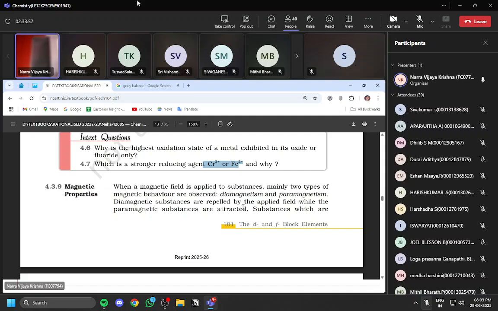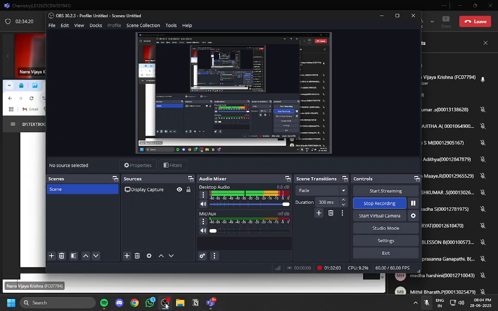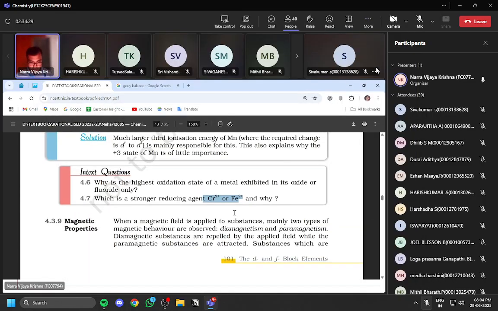Right? Now, in the case of chromium, +2 state means d4. In iron, +2 state means d6. Correct? d6 can convert into d5 easily by losing an electron, meaning it can lose an electron easily, meaning it is a good reducing agent. That's what they are saying. Which is the stronger reducing agent? Why? Fe+2 is a good reducing agent because it can convert into +3 readily. Are you able to understand? One more point is also there.